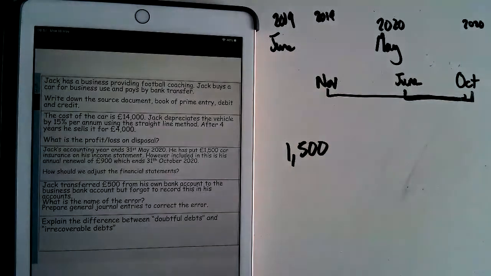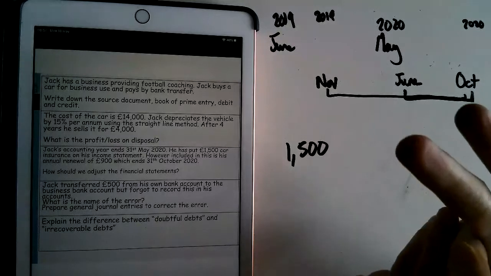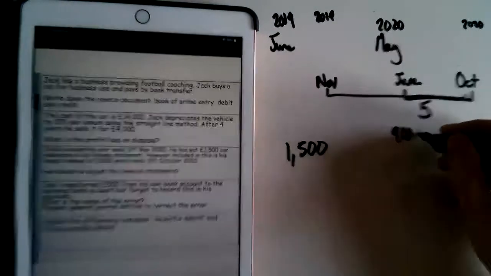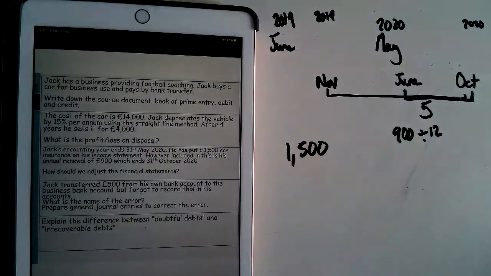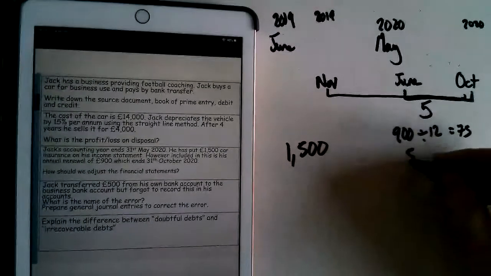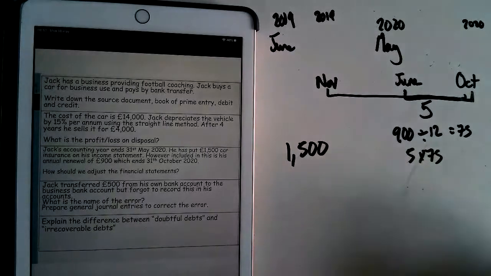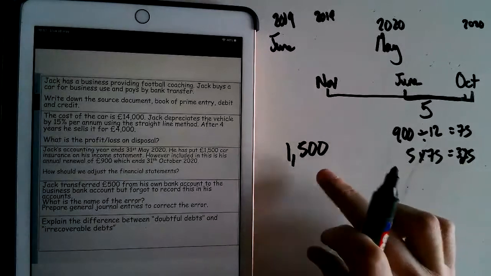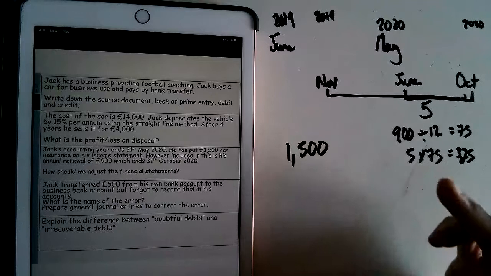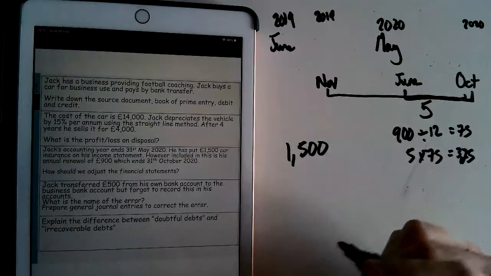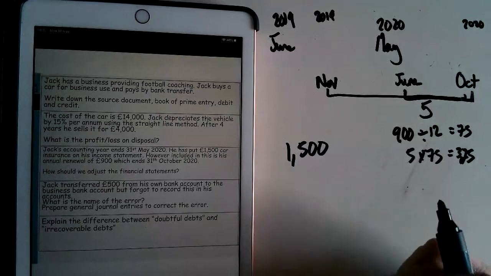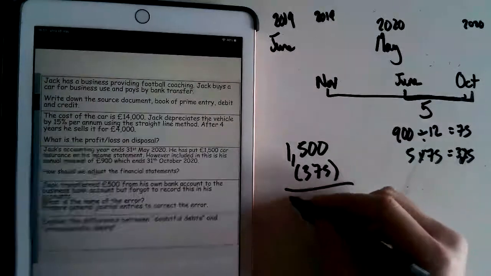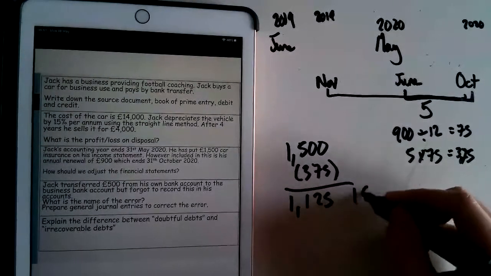So count how many months. June, July, August, September, October, so that's 5 months. To get the cost of 1 month, we do 900 divided by 12, which is £75, times it by 5, which is 375. Now that shouldn't have been paid this year. Well, it could have been paid, but it shouldn't be included in this year's income statement because of the accrual concept. We only put on the income statement the expenses for this year, so we need to take that away and get £1,125 on the income statement.